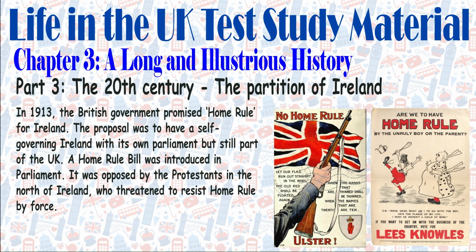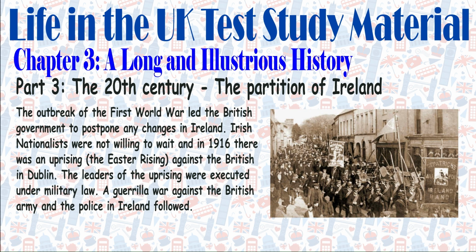The partition of Ireland. In 1913, the British government promised Home Rule for Ireland. The proposal was to have a self-governing Ireland with its own parliament but still part of the UK. A Home Rule bill was introduced in Parliament. It was opposed by the Protestants in the north of Ireland, who threatened to resist Home Rule by force. The outbreak of the First World War led the British government to postpone any changes in Ireland. Irish nationalists were not willing to wait, and in 1916 there was an uprising, the Easter Rising, against the British in Dublin. The leaders of the uprising were executed under military law.